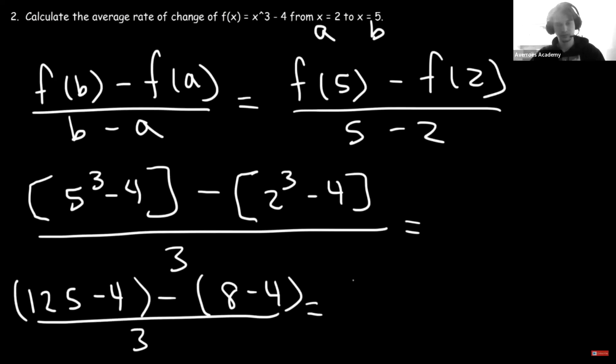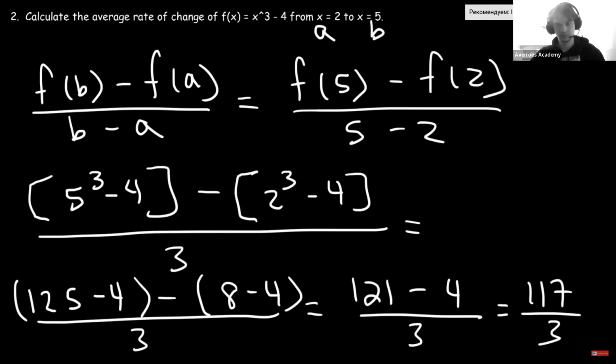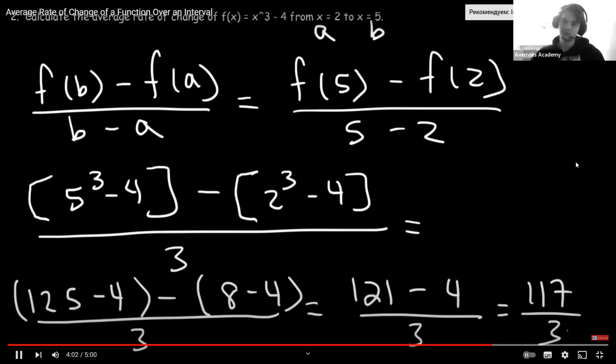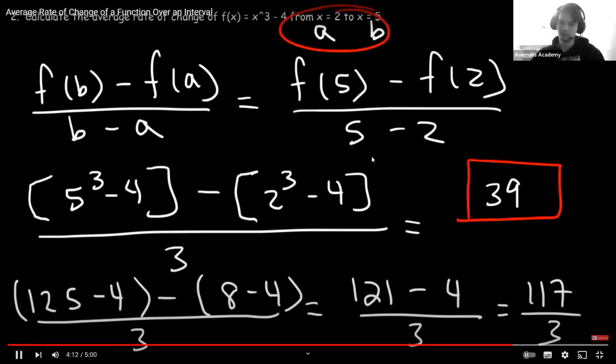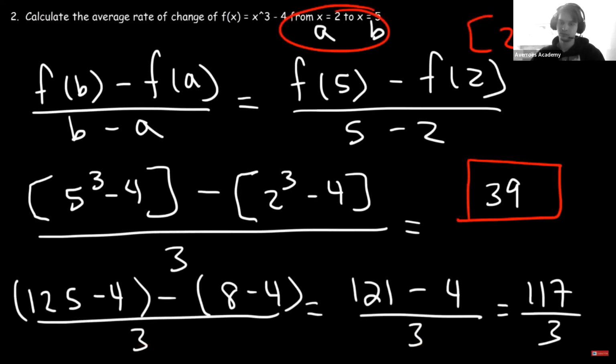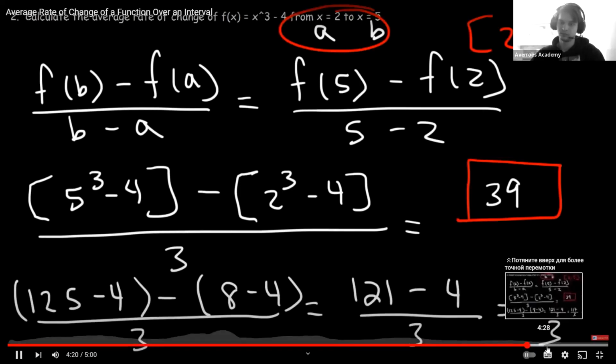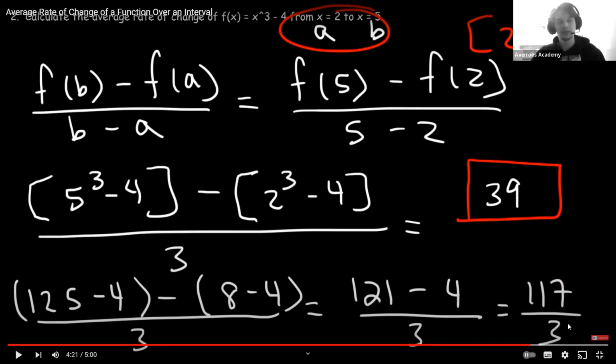125 minus 4 is 121. 8 minus 4 is 4. And 121 minus 4 is 117. So it's 117 divided by 3. And 117 divided by 3 is 39. So 39 is the average rate of change from 2 to 5, or in the interval 2, 5. So now you know how to calculate the average rate of change of a function. Any questions about this example?